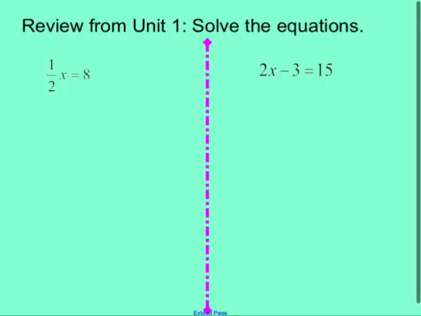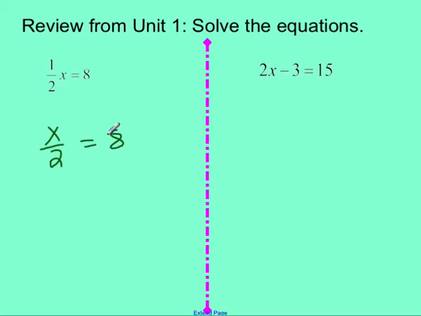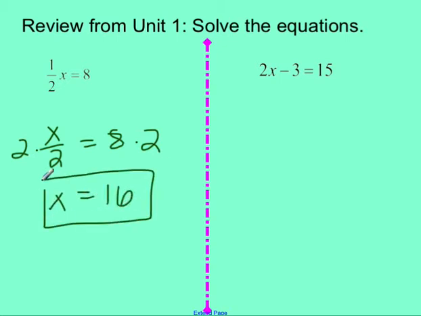Let's go ahead and take a look at this review. So I have 1/2 x is equal to 8. About 90% of you would tell me that x is equal to 4. Well, that's not true. 1/2 x is the same as x divided by 2. Well, what's the opposite of dividing? That's going to be multiplying. So you need to multiply both sides by 2. So you end up getting x is equal to 16, not x is equal to 4.